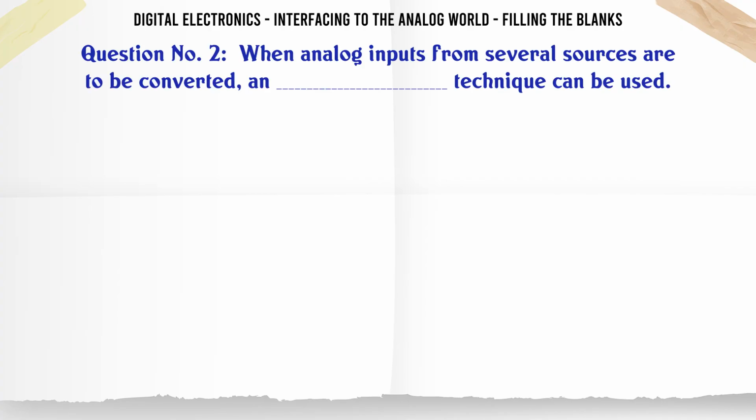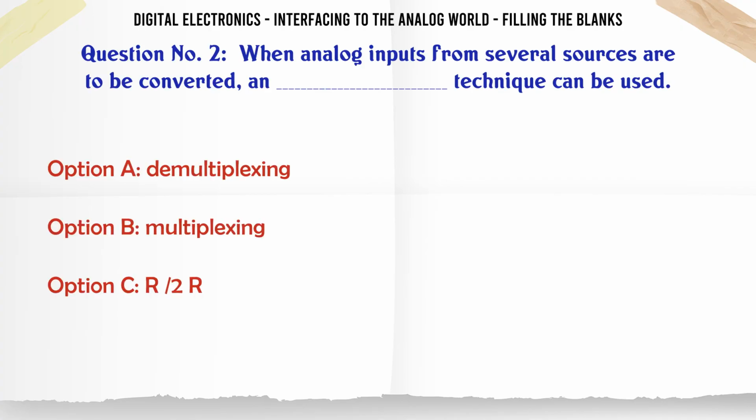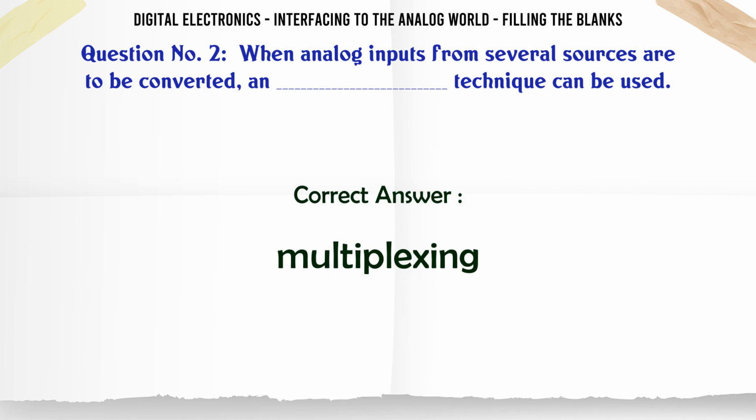When analog inputs from several sources are to be converted, a technique can be used. A. Demultiplexing, B. Multiplexing, C. R2R, D. Comparator. The correct answer is multiplexing.